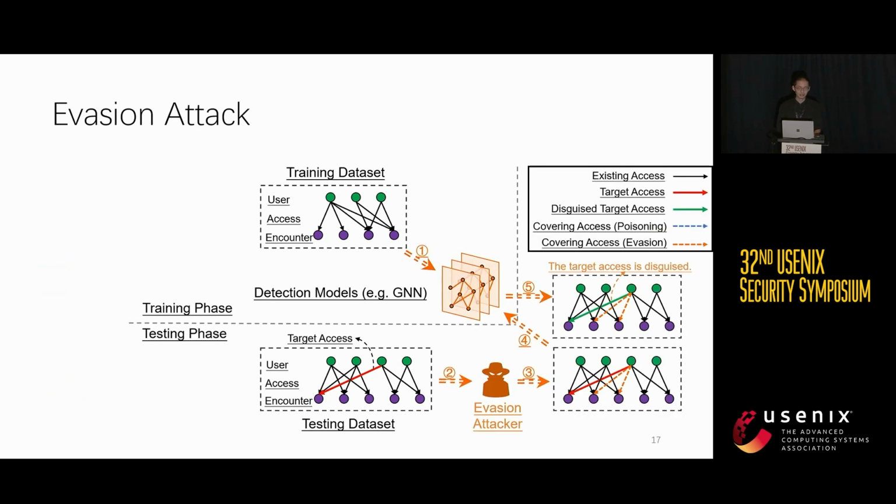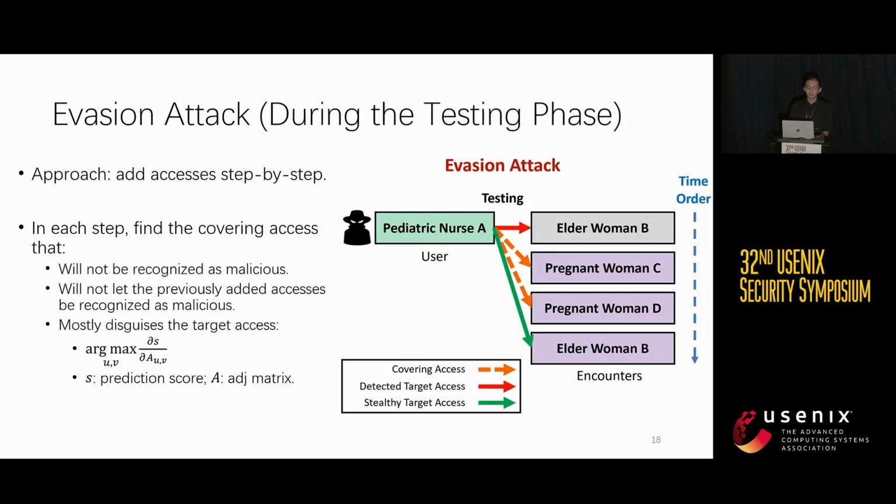So first, we will look at the evasion attack. This means that the detection model is already trained here and will not be changed anymore. We, as the attacker, will inject covering accesses during the evaluation phase, as here in step 3. Here, the orange dashed accesses in the boxes are the accesses that we injected. After we inject them, we can see in step 5 that the accesses will be disguised. So the key of the attack here is how to inject the covering accesses. We propose an iterative algorithm and inject the accesses step by step.